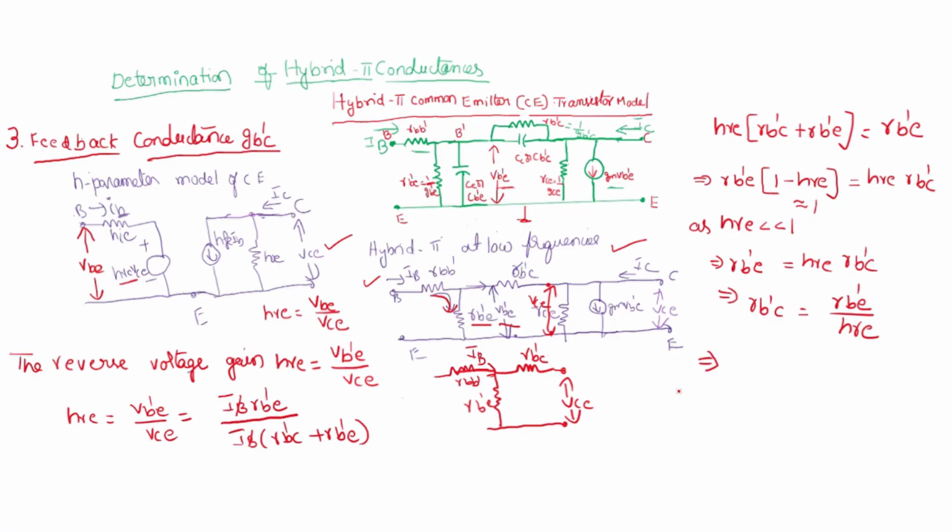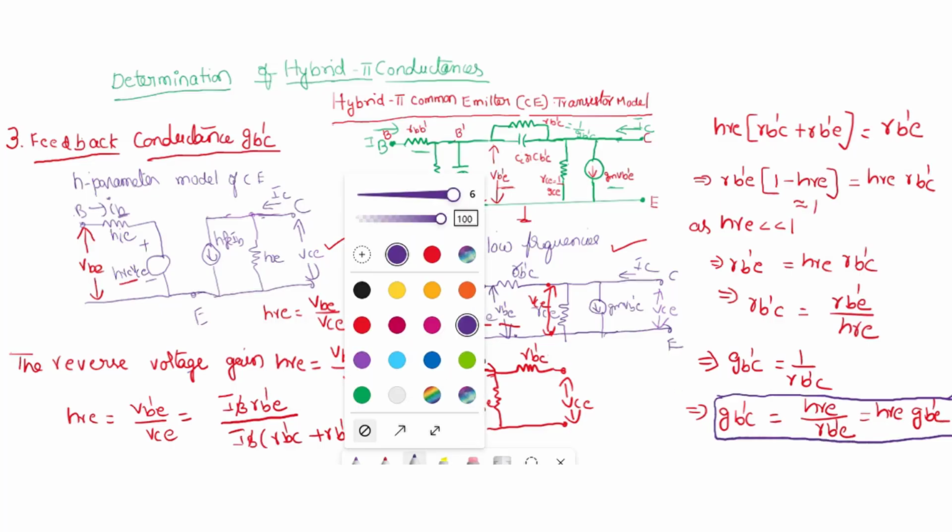What is your conductance? The conductance is Gb'c. What is Gb'c? Gb'c is nothing but 1 by rb'c. It implies Gb'c is equal to 1 by rb'c, means hre by rb'e. Here you have 1 by rb'e, so that is nothing but hre into Gb'e. Okay, so this is the formula of the feedback conductance Gb'c.